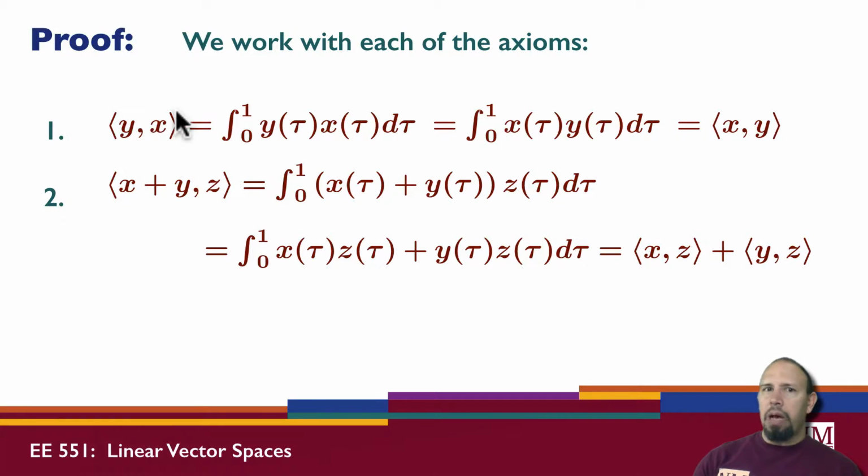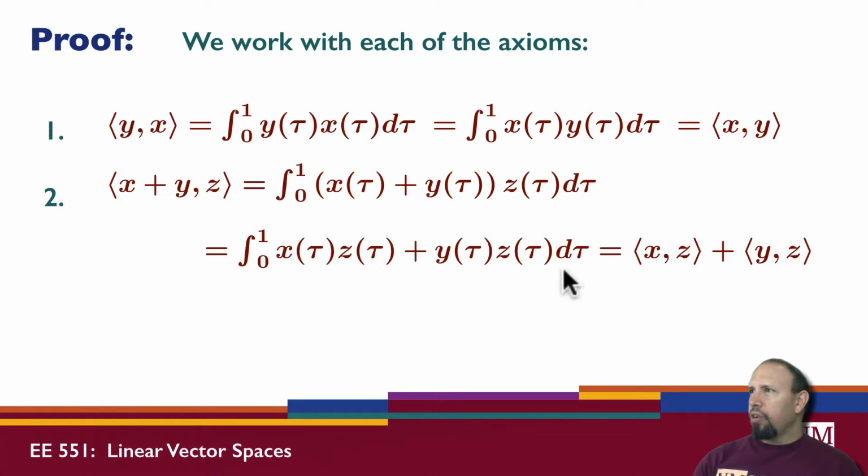Again, because we're talking about real functions, this is a real quantity, and so this is also a real quantity. But it's also its own conjugate. Again, if I take the sum, that's x of tau plus y of tau. That sum times z, I can distribute the z. So I have x of tau z of tau plus y of tau z of tau.